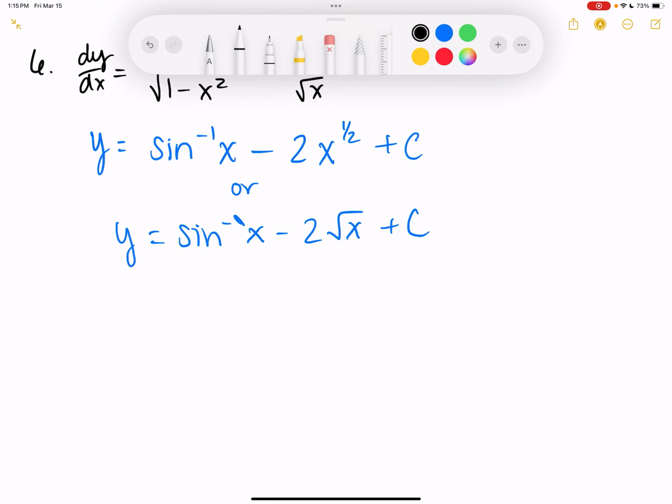Eight. Mixing it up. dy dt equals cosine of t times e to the sine of t. Any ideas? Or maybe what does this kind of look like? Right, but this is already the derivative, right?